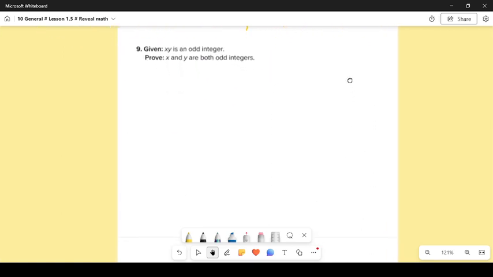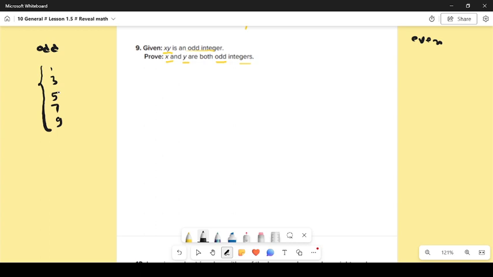Next question is telling here that if xy is an odd integer, then x and y both are odd integers. Before starting, I should know what is an odd integer and what is an even integer, okay? So any number like 1, 3, 5, 7, 9, if the last digit of any number is like this, it is an odd integer.